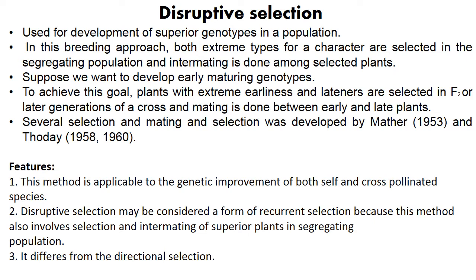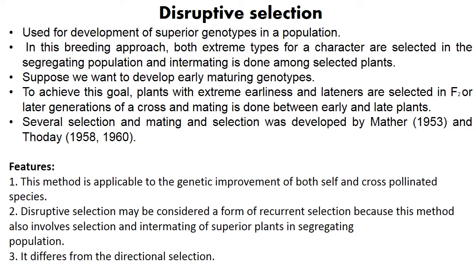Suppose we want to develop an early maturing genotype. To achieve this, plants with extreme earliness and lateness are selected in F2 or later generations of a cross, and mating is done between early and late plants. Disruptive selection and mating was developed by Mather in 1953 and Thoday in 1958 and 1960.